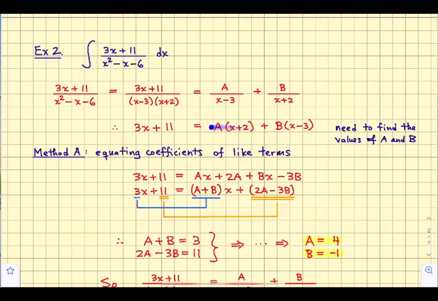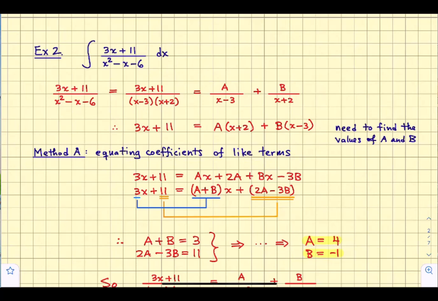Notice that this polynomial version of our equation is easier to work with than this rational version of our equation. We still need to find the numerical values of a and b, and I'll show you two methods for how you can do that next. The first method, which I'll call equating coefficients of like terms, is as follows.